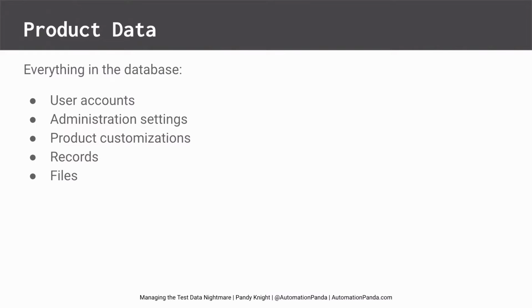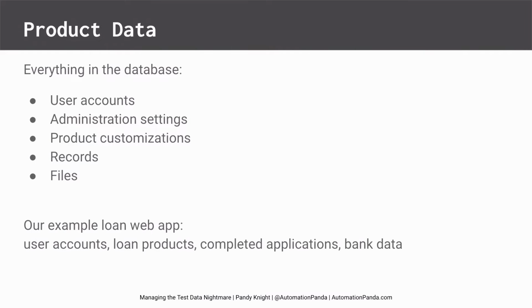Let's start with product data. As stated previously, product data is any live data in the product or system under test. In simplest terms, it's everything in the database. Things could include user accounts, administration settings, product customizations, records, and files uploaded by the user. With our banking app, product data would be things like the user accounts, the loan products that would be priced, completed applications from customers, and also all that behind-the-scenes bank data, the funding curves, the indices. Oh boy, wow, that takes me back.